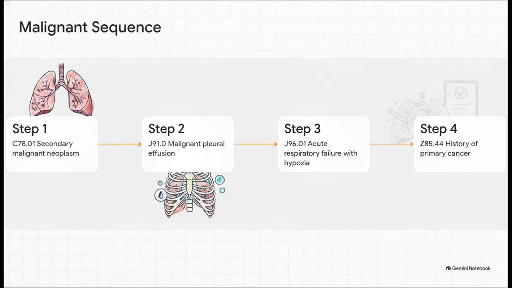Let's build the stack step by step. The secondary lung neoplasm, C78.01, claims the top spot as your principal diagnosis. Boom! Next, you drop the effusion manifestation code, J91.0. Then comes the resulting respiratory failure, J96.01. And finally, you wrap up the whole clinical picture with your historical Z code, Z85.44, for the treated primary cancer.